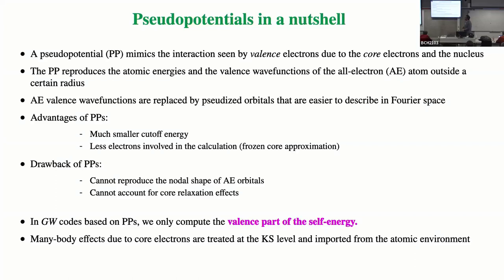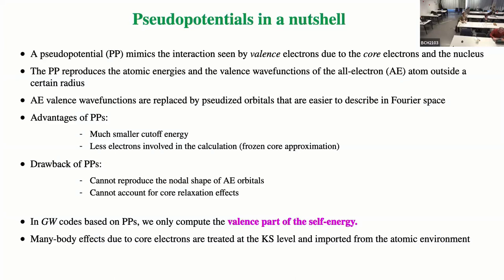Although I would recommend norm-conserving pseudopotentials for your applications, even if you use norm-conserving pseudos, there are a couple of technical points that are worth mentioning, because a pseudopotential is essentially mimicking the interaction seen by the valence electrons due to the core electrons that are frozen and the nucleus. The pseudopotential is built in order to reproduce the wave functions outside a certain core radius and the eigenvalues and the energies in the isolated atom.